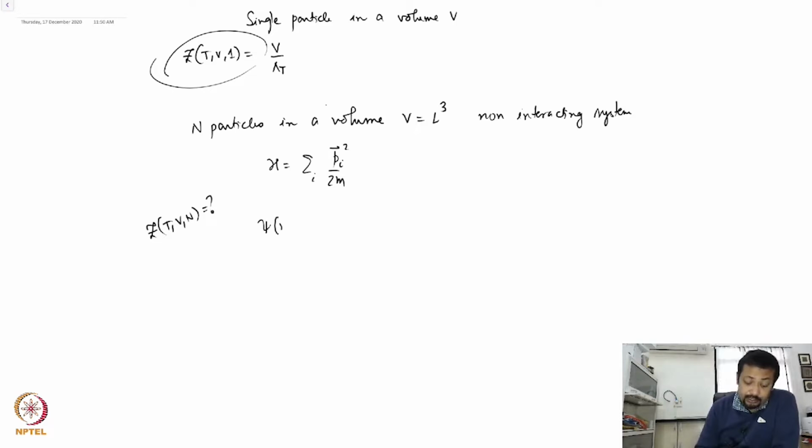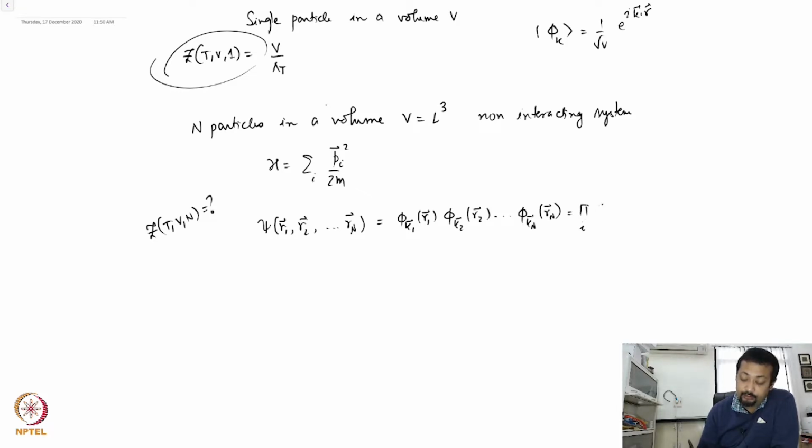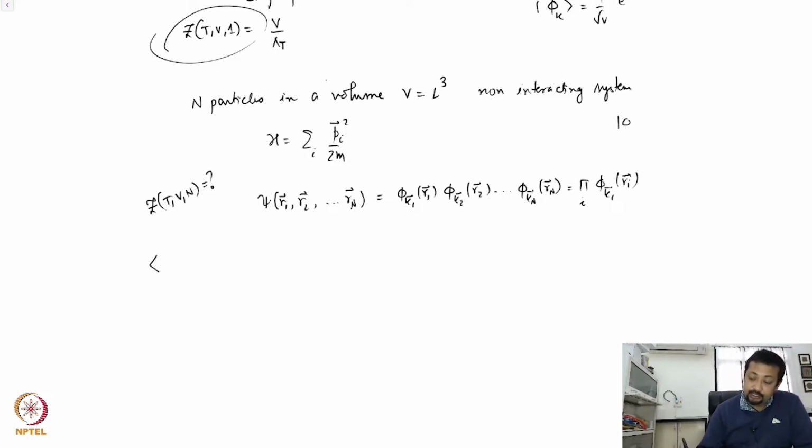So we start off by constructing the many particle wave function from the single particle wave functions, which I know. For a single particle, this was my wave function, one over square root V e to the power i k dot r. So I can construct the many particle wave function as phi k1 of r1, phi k2 of r2, and so on, all the way up to phi kn of rn, which is equal to the product over i of phi ki of ri.